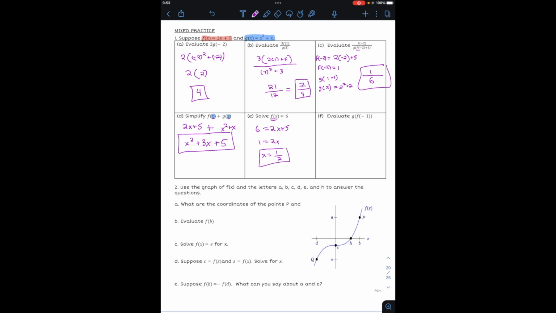Evaluate g of f of negative 1. So that's saying put negative 1 into the f function and then evaluate g of that. So f of negative 1 is 2 times negative 1 plus 5, negative 2 plus 5. So f of negative 1 is 3, and then g of 3 is 3 squared plus 3. So g of 3 is 12. So g of f of negative 1 should give us 12. And that is all good.